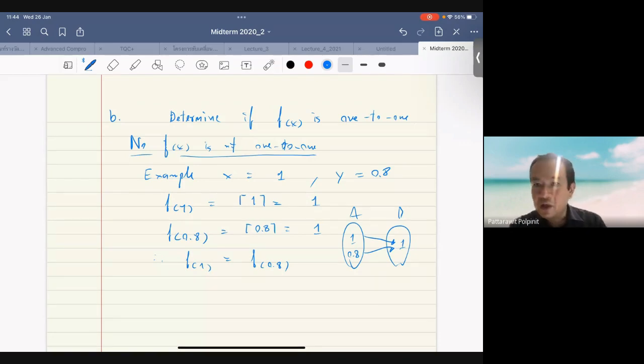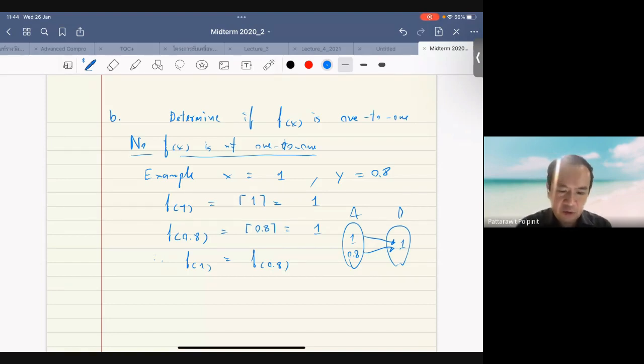Okay, let me see the vote results. Most of you answered 1 to 1 but not onto. The second highest choice would be not 1 to 1 but onto. So the first answer is incorrect. Most of you got the incorrect answer, but that's okay.